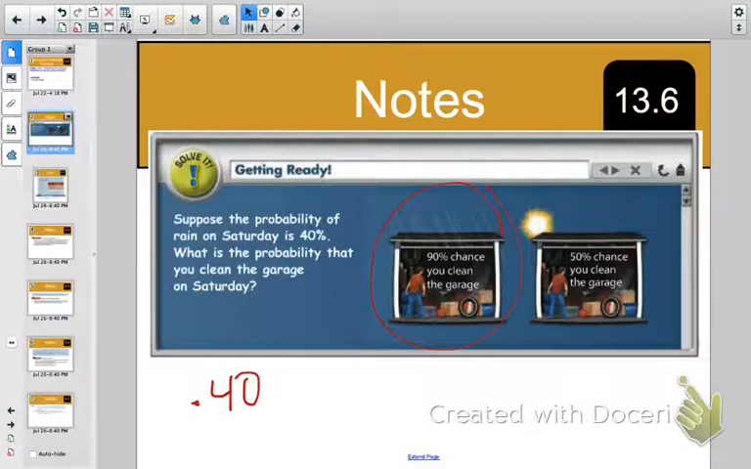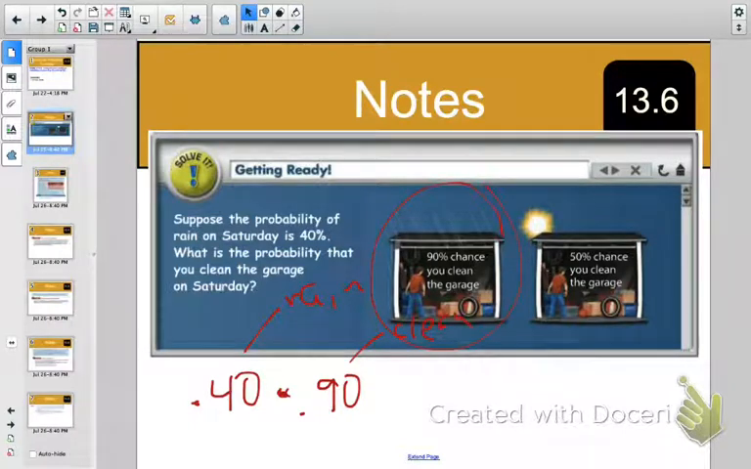If it rains, there is also a 90% chance that you clean the garage. So we're going to do 0.4 times 0.9. That's saying it rained. And remember, when we do probability, and means multiply. And you clean the garage.